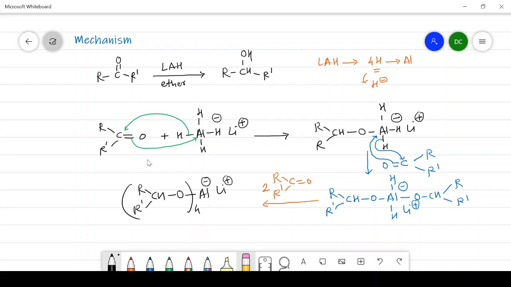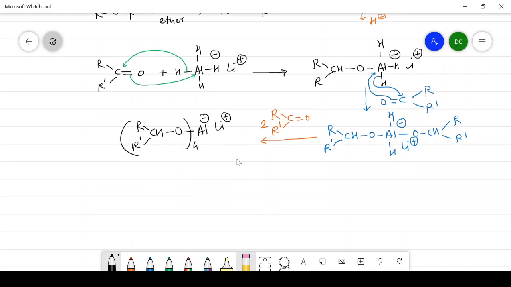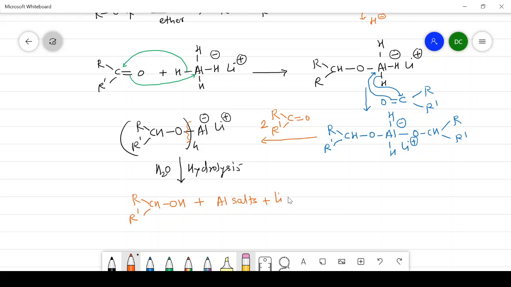In this way, in all, 4 molecules of the ketone react with 1 molecule of lithium aluminum hydride and we get this type of intermediate, and when it is hydrolyzed in presence of acid, I will write H2O here, then this bond, that is the bond between oxygen and aluminum, is broken down and we get the corresponding secondary alcohols from the ketone plus aluminum salts and lithium salts.